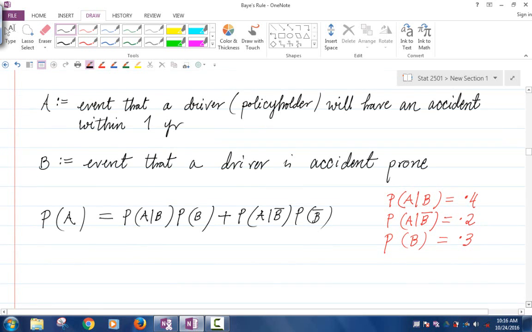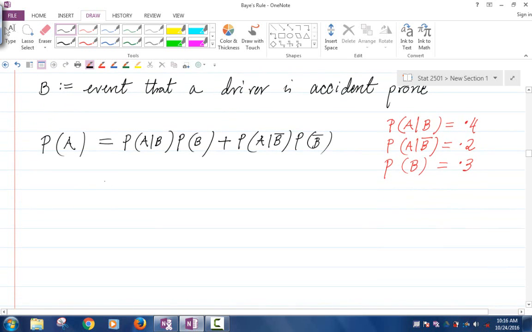So this is going to be equal to, then, we know all the numbers here, right? A given B is 0.4. The probability of B is 0.3. The probability of A given B complement is 0.2. What's the probability of B complement? 0.7. Okay, what do you get? 0.26.